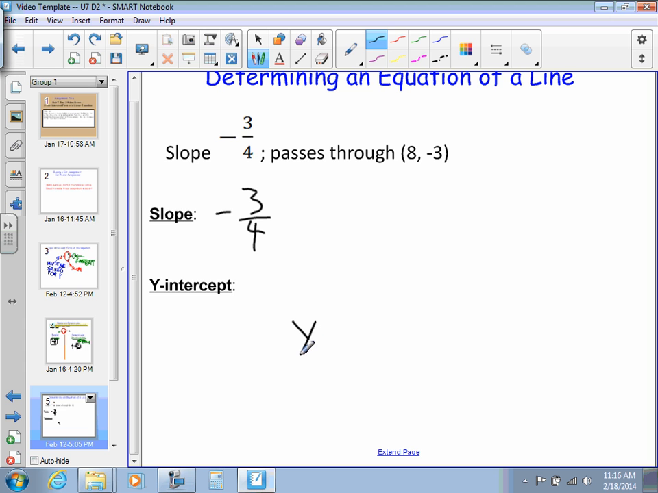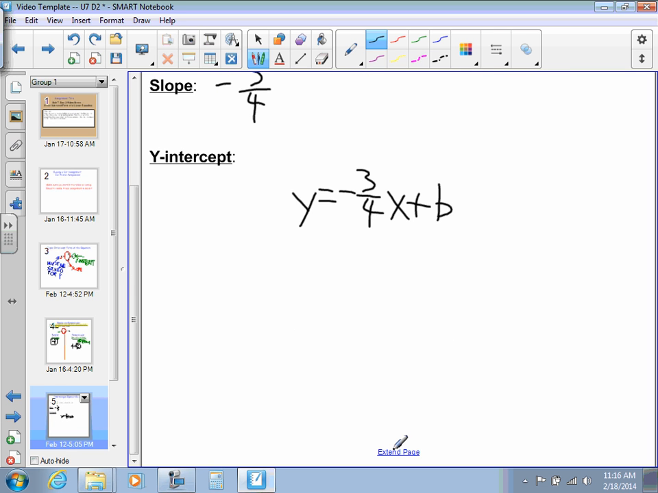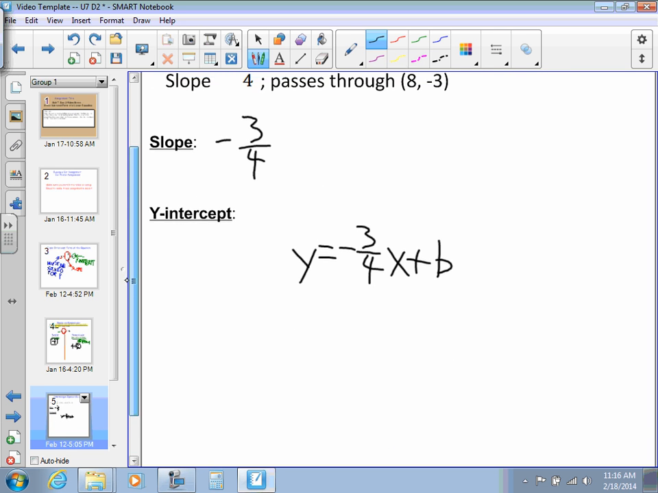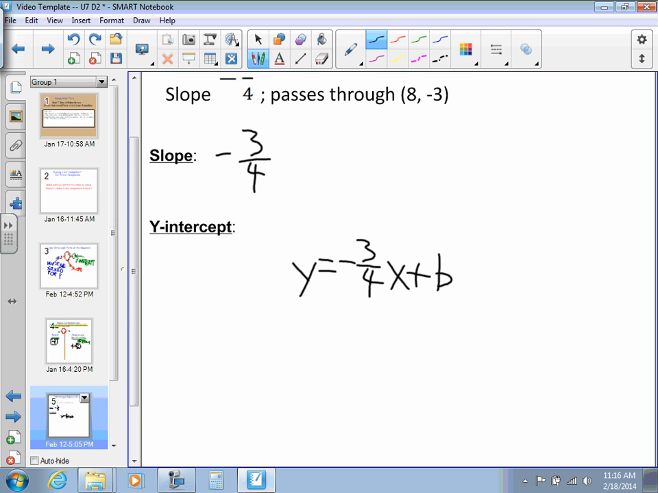The slope-intercept form of an equation: y equals, and I know my slope, so let's put in negative 3 over 4 x plus, and what I don't have is my y-intercept, the b. So what I need to do is bring this so we can see the point. I need to substitute the x and y values of this point in for x and y and solve for b.